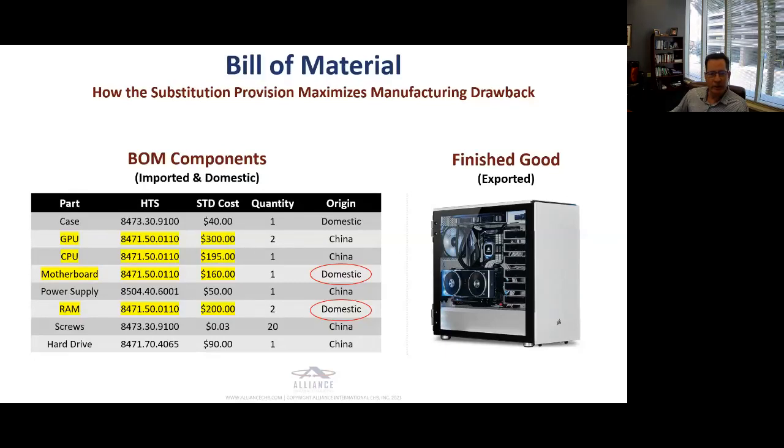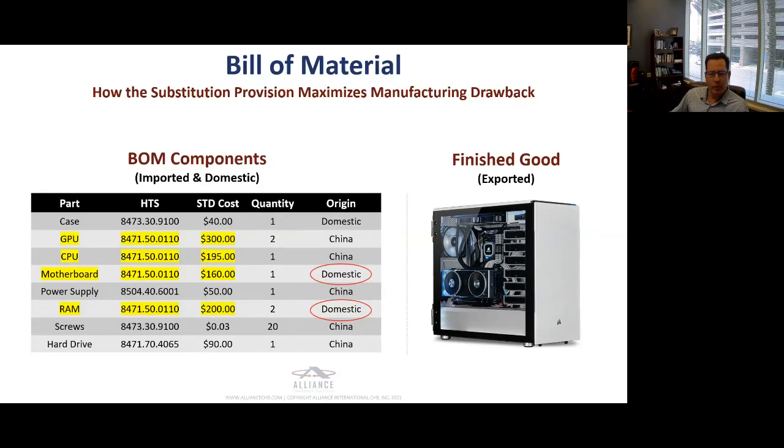So let's take a look at the harmonized tariff schedule number for these components. As you see here, the GPU and the CPU share the same HTS, right? Different standard costs, because of course these are different item numbers. They're both sourced in China and they're subject to the Section 301 tariff. We now have a motherboard that's being sourced from a domestic supplier here in the United States. It shares the same harmonized tariff schedule number as the CPU and the GPU. We also have some memory that also shares the same HTS.